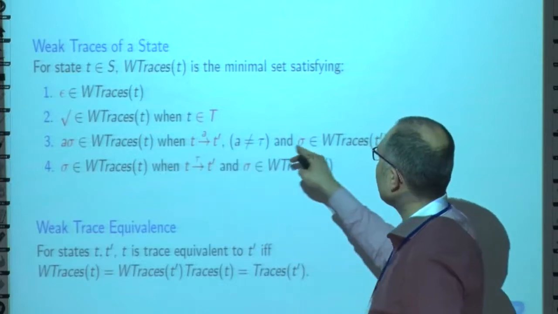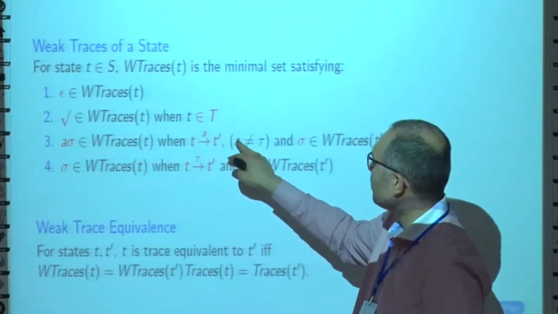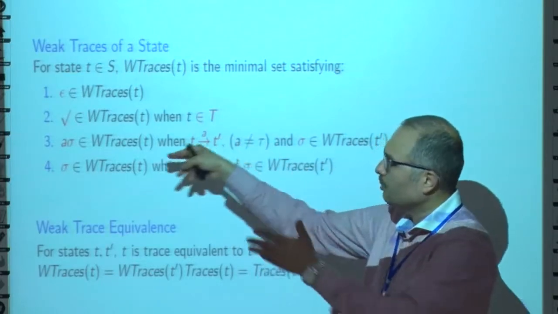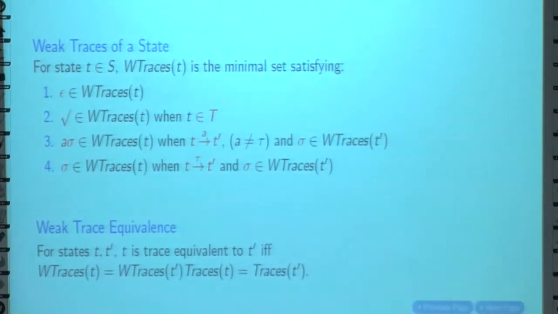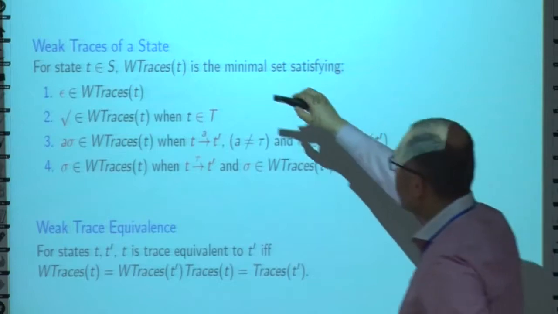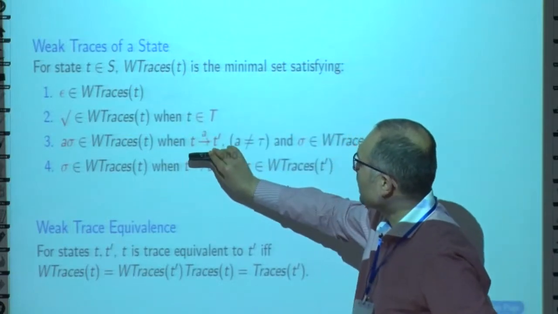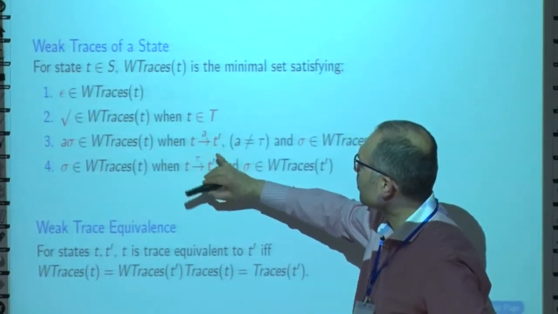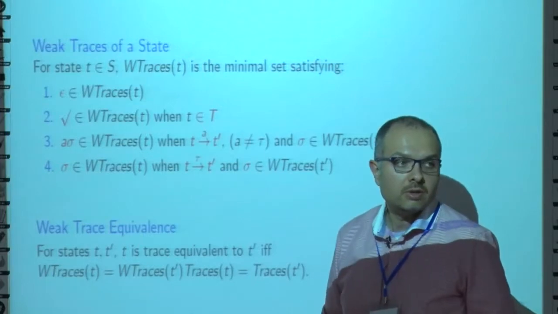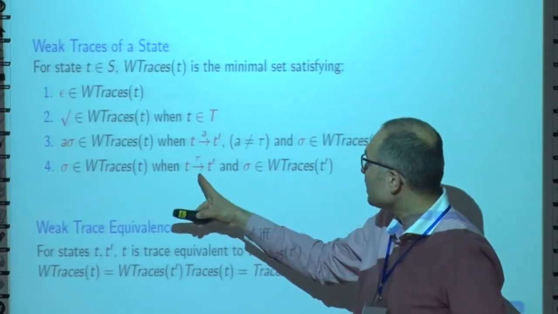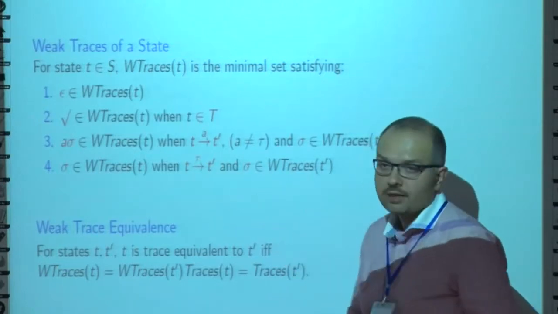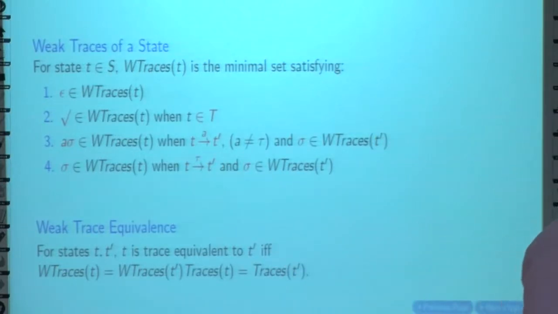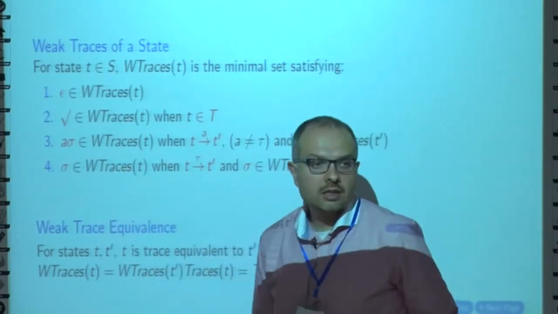So this remains the same. If the outgoing step is not a tau, then you basically apply the same rule as before. I'm defining weak traces of a state, okay? So the first 3 rules are the same, except that I only apply this rule if A is not tau. But if A is tau, I basically jump over this transition and I look at the traces of T prime and then take sigma as the weak traces of T.